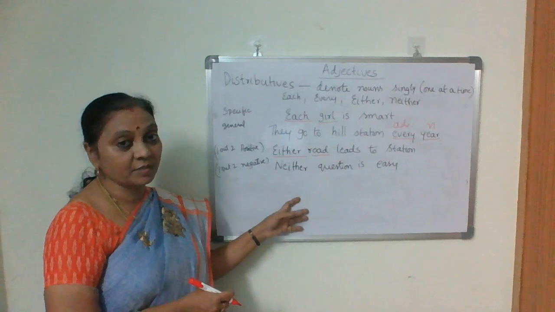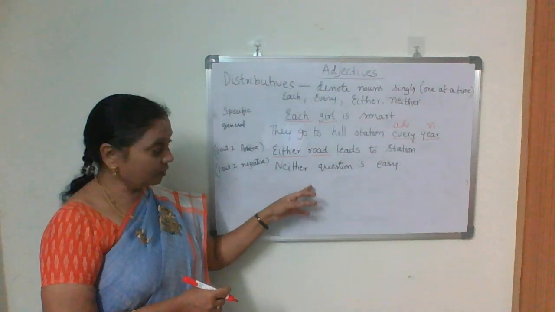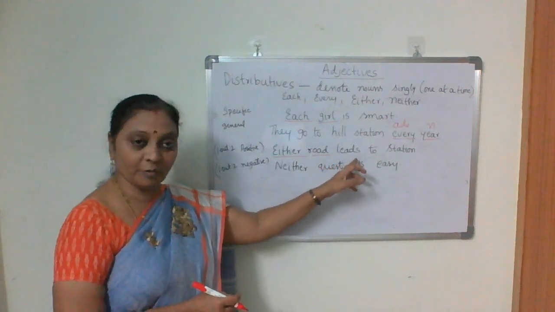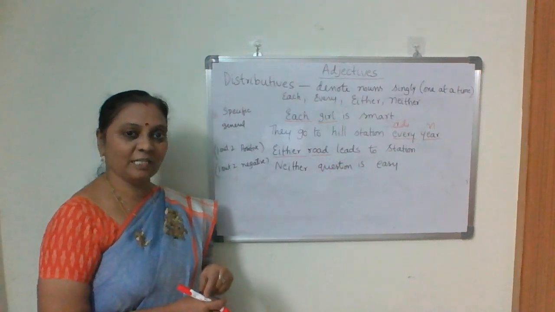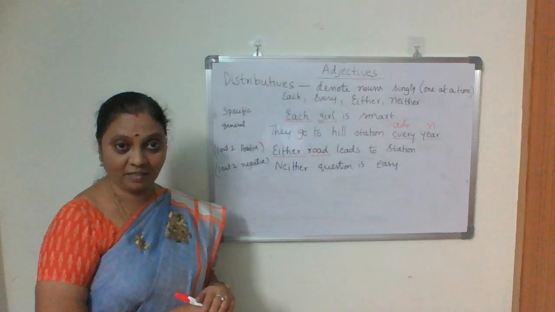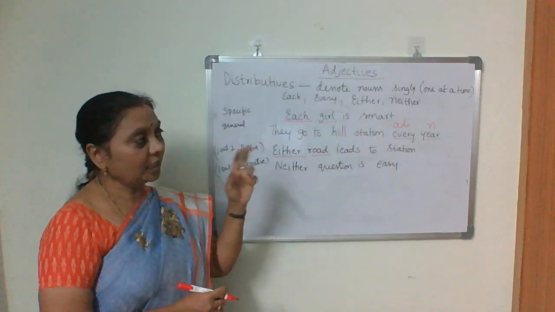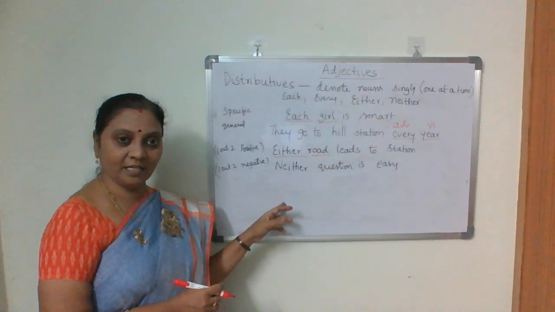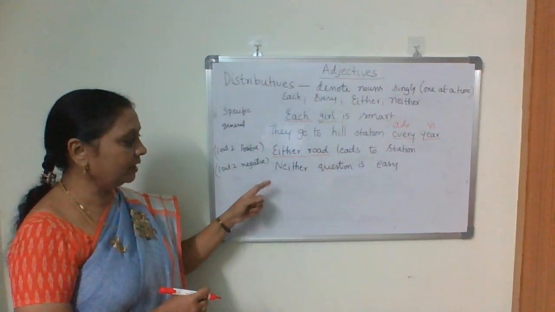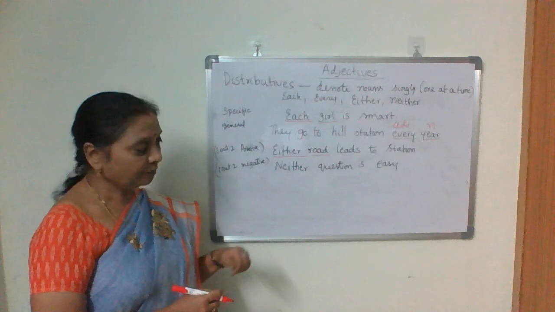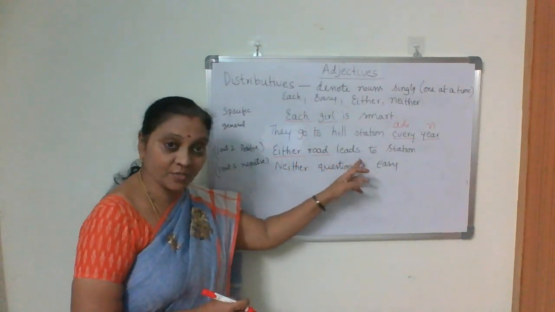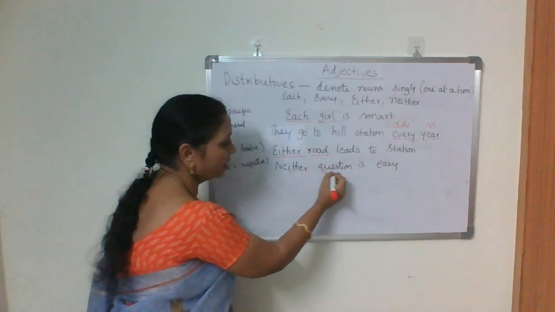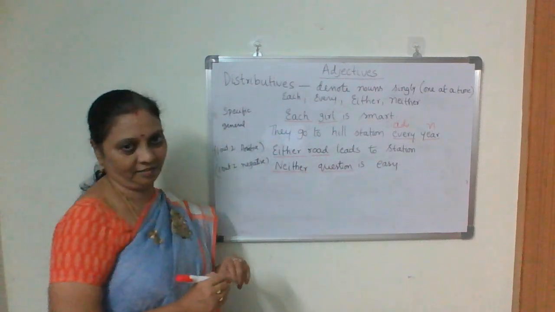In the correction of sentences video, I talked about either and neither, and how they are followed by singular ones. I explained it. Once again, go back and watch that video, the one on noun and number correction of sentences, in which I talked about the usage of either and neither. Okay. So either road leads to the station. Neither question is easy, but observe, question is now neither question.